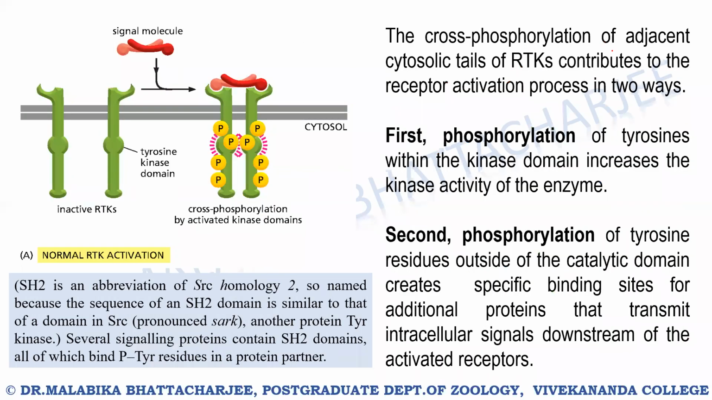So this was what I was talking about, that there are two phosphorylations. The first is the phosphorylation of tyrosine within the kinase domains, which increases the kinase activity of the enzyme. The second phosphorylation of the tyrosine residues occurs outside the catalytic domain, which creates specific binding sites for additional proteins that transmit intracellular downstream signals. We'll come to the SRC homology domain later on.